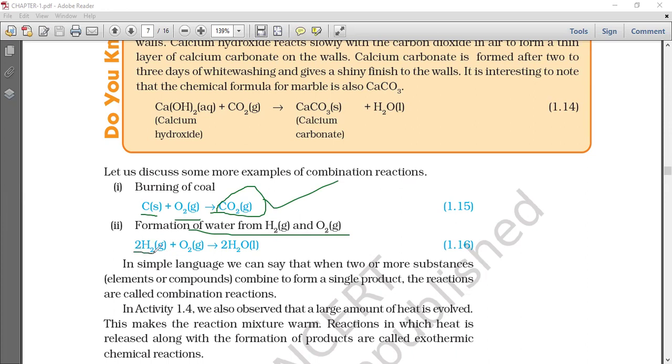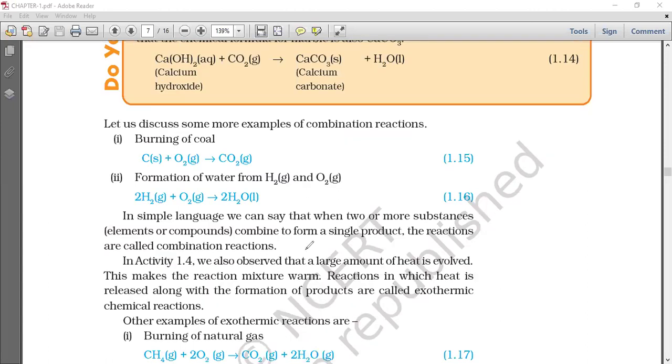Tell me here, hydrogen H2 and oxygen give rise to 2H2O, liquid. Two reactants giving one single product. This is also an example of combination reaction. So in simple language, this is the definition given: when two or more substances, elements or compounds combine to form a single product, such reactions are known as combination reactions.